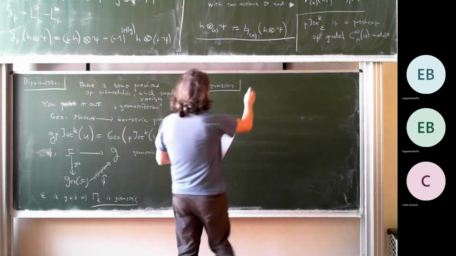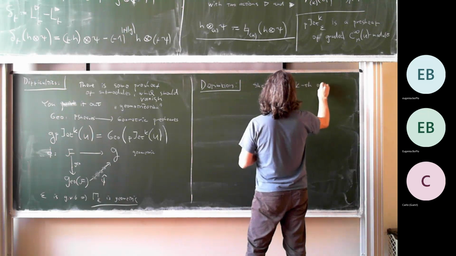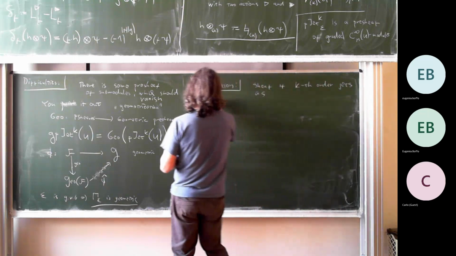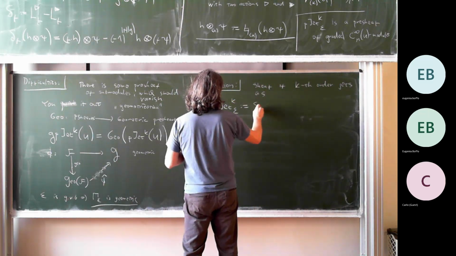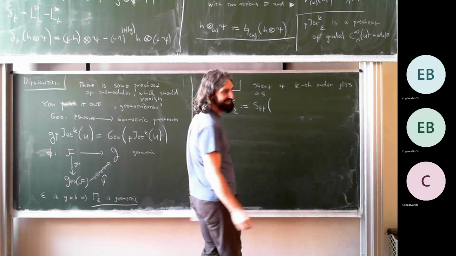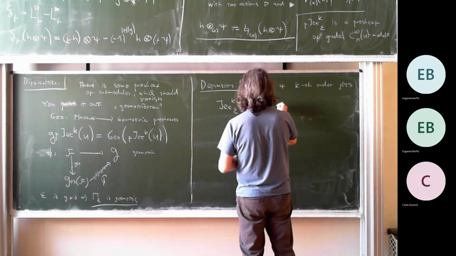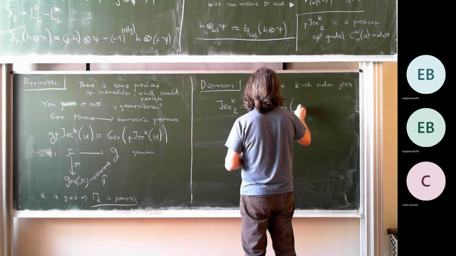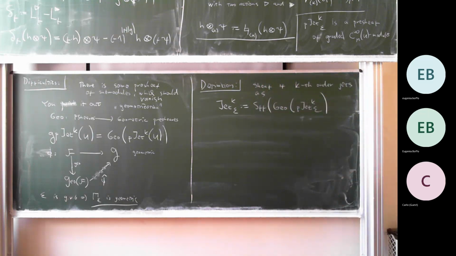Okay, so this brings me to the definition. I define the sheaf of k-th order jets, which I denote as jet K, E, and I simply sheafify, make it into a sheaf, the geometrization of my presheaf. So this is my sheaf of k-th order jets.